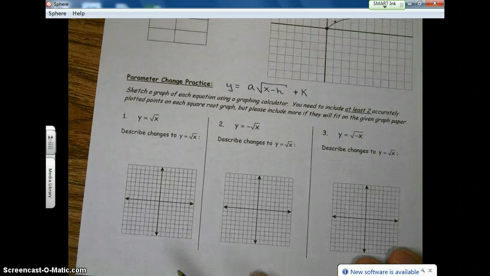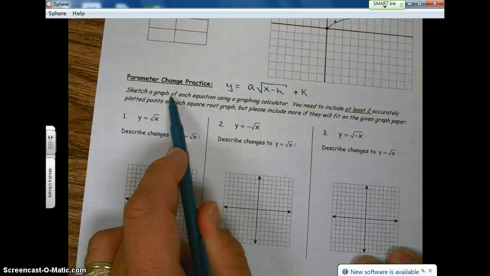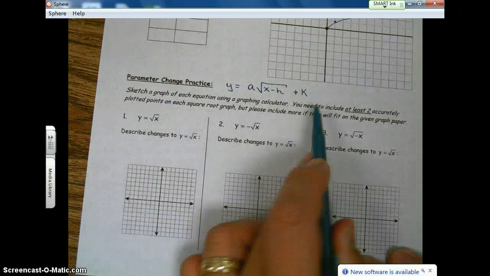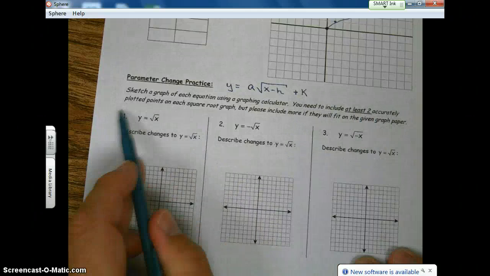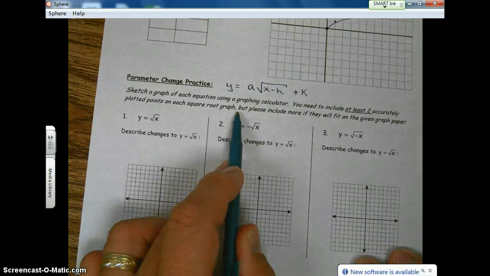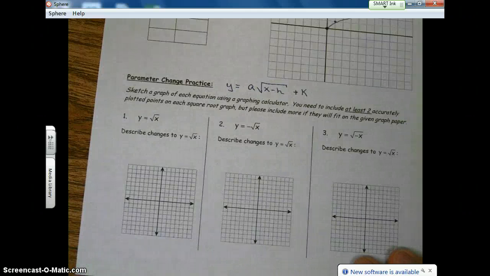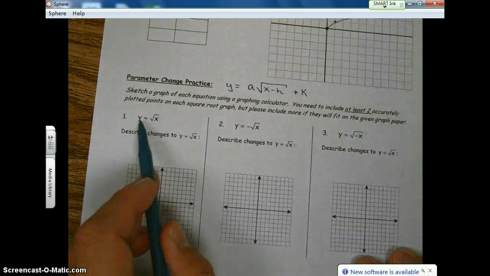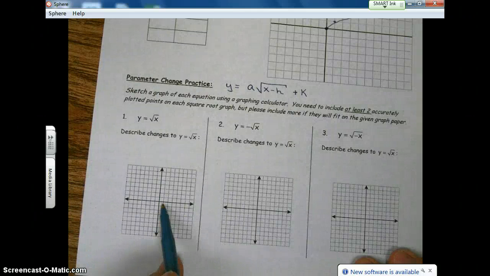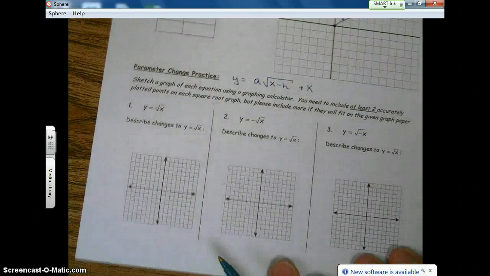Right off the bat, it says sketch a graph of each equation using a graphing calculator. You need to include at least 2 accurately plotted points on each square root graph, but please include more if they fit on the graph paper. So they give us this. You should notice that this right away is the parent. So basically you're graphing the parent. We just did that up here, so you're doing it again.